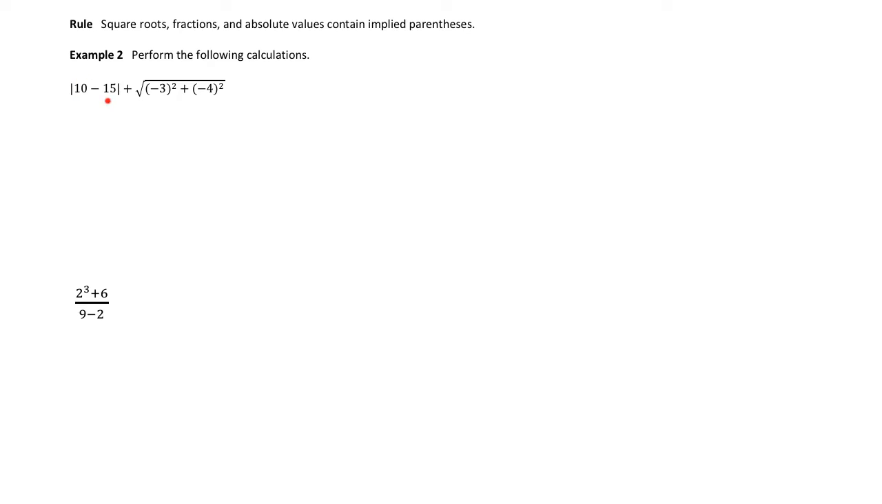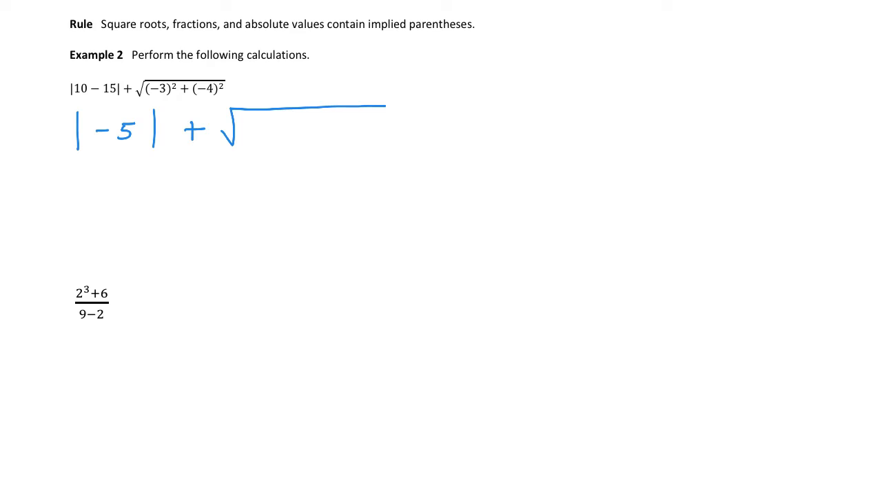I have to simplify this first before dealing with the absolute value. Same thing goes for the square root. I have to simplify what's under the square root first before applying the square root to that number. So let's try it out. Okay, I have the absolute value of 10 minus 15. And like I said, I'm going to subtract 10 and 15, which gives me -5. And then I'm going to copy down the square root.